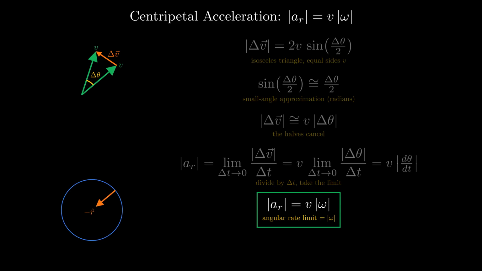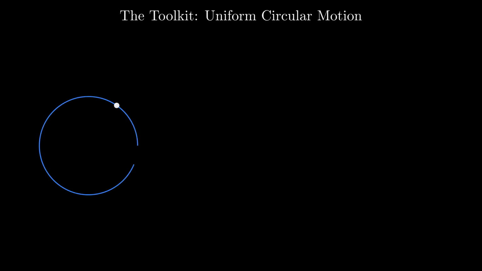And the direction, as Δθ shrinks to 0, Δv becomes perpendicular to the velocity and points inward in the minus r̂ direction. Constant speed, but a relentless inward pull. That is centripetal acceleration. Step back and collect the toolkit.